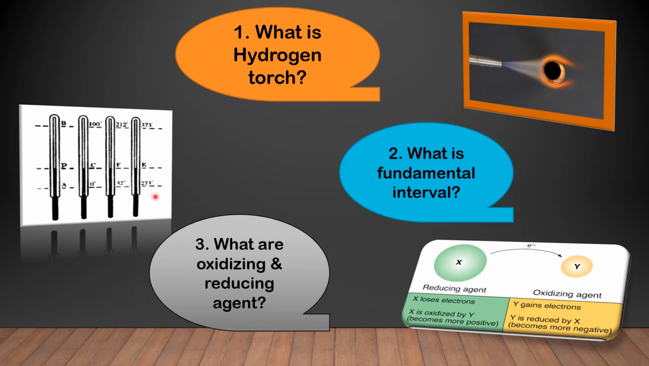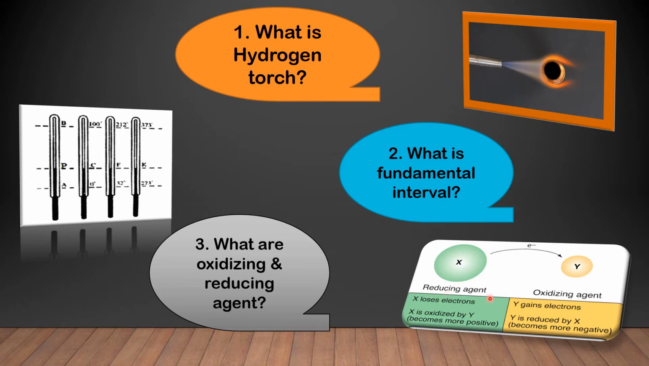And in case of Kelvin thermometer, it will be 373 minus 273. That means it is like Celsius thermometer and that will be 100. Now, the next question is, what are oxidizing and reducing agent? Question number 3. First you see the diagram, X and Y.